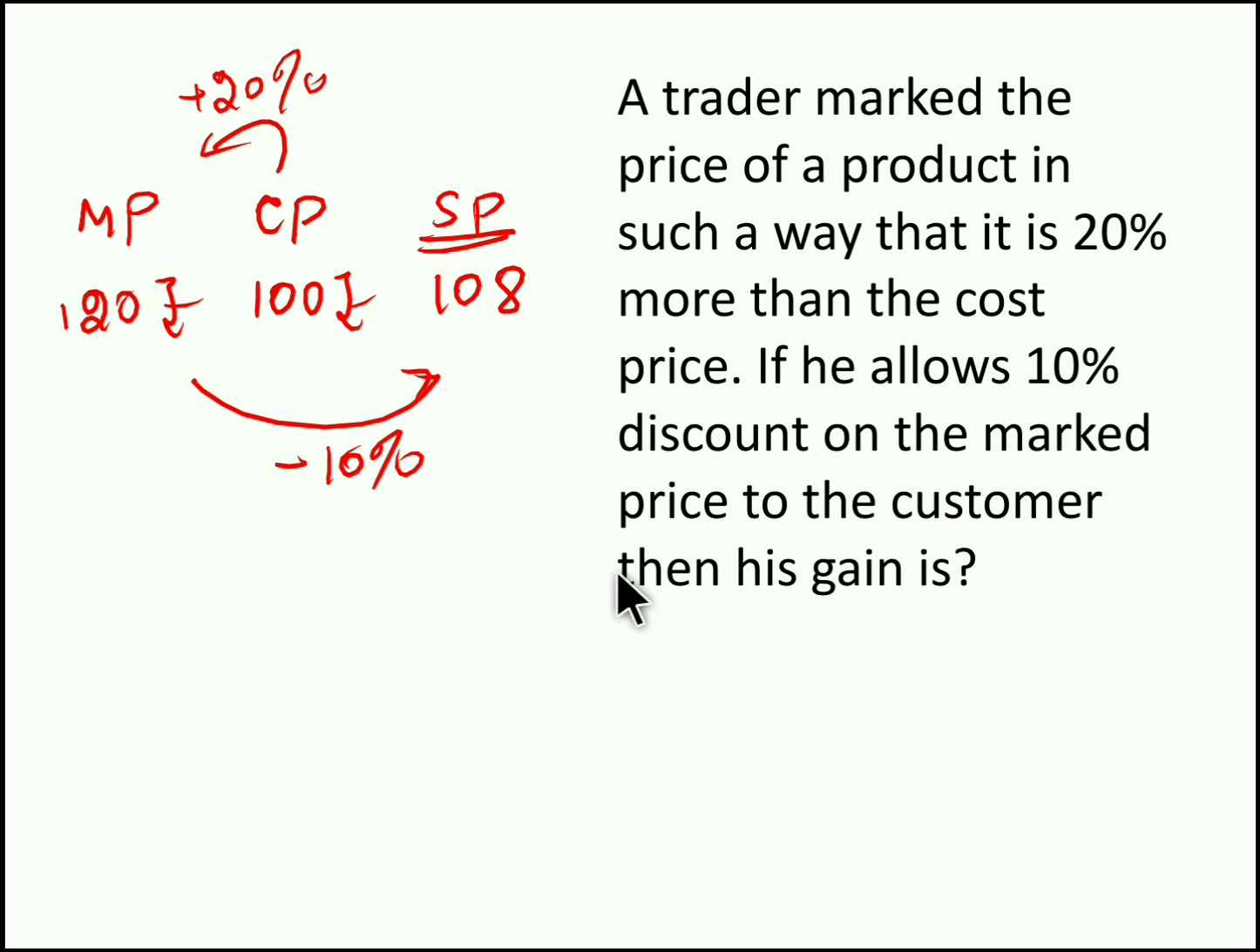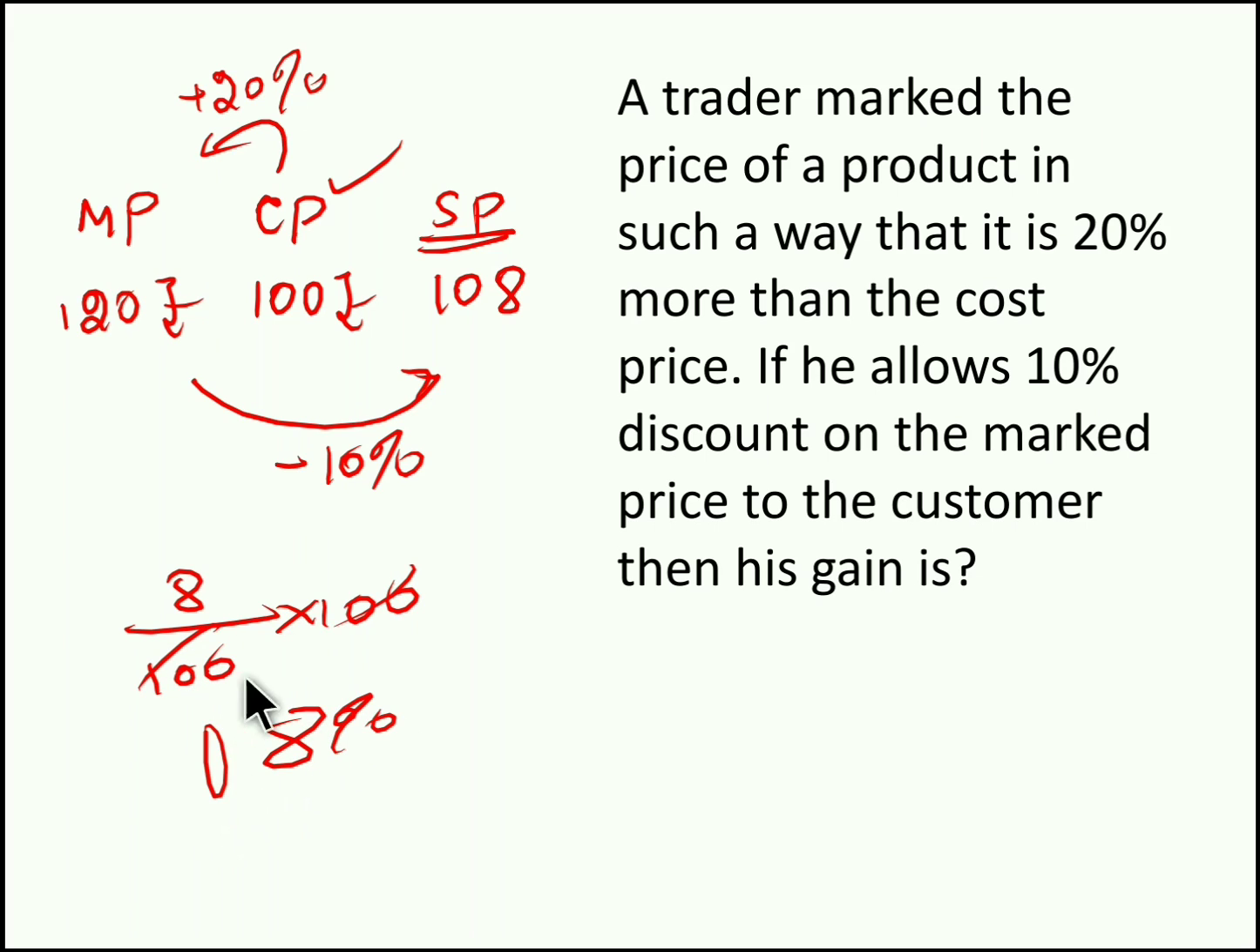Now we have to find the profit, the gain percentage. So here profit is always with the base of cost price only. So here profit is 8 rupees. So this 8 rupees is how many percentage of this 100 rupees? Which is 8%. So the trader makes 8% profit in the entire transaction. Hope you understood the concept, right?